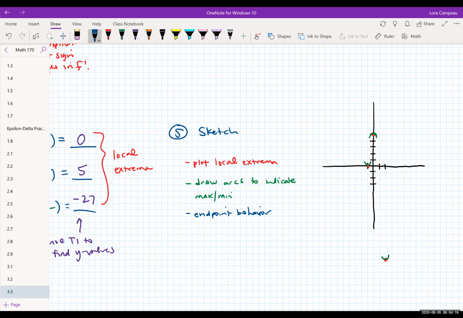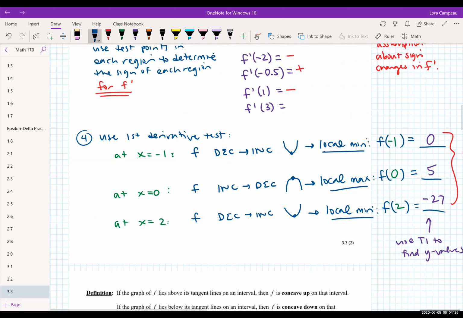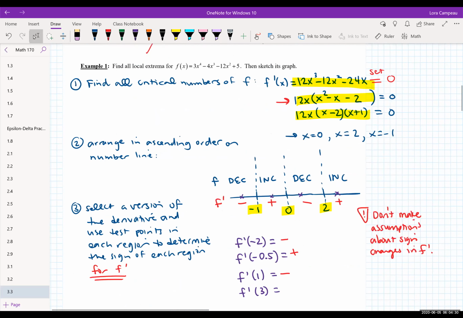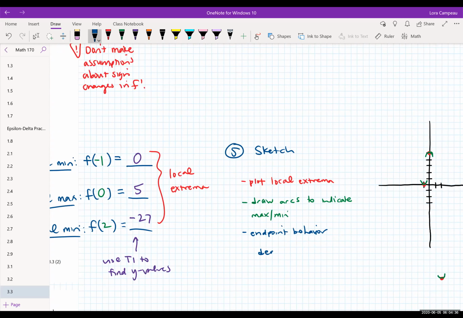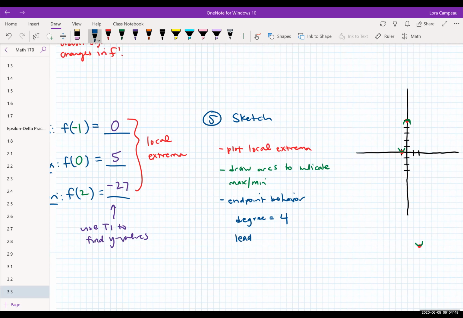But if I'm looking at my original polynomial, the degree is 4, and we have a positive leading term. So a little note, when you have an even degree, you either have an up-up behavior or a down-down behavior. When the leading term is positive, that further narrows down your endpoint behavior. So this is where we're getting the up-up from.